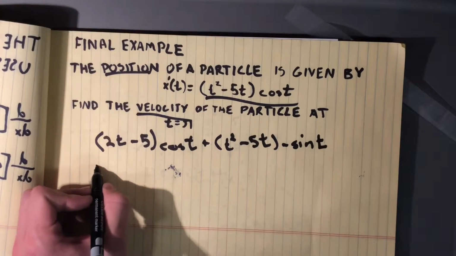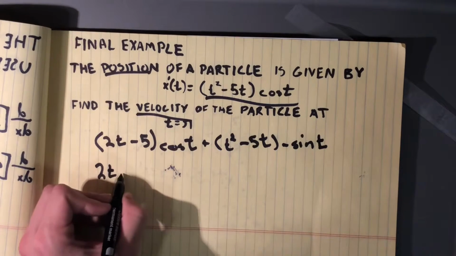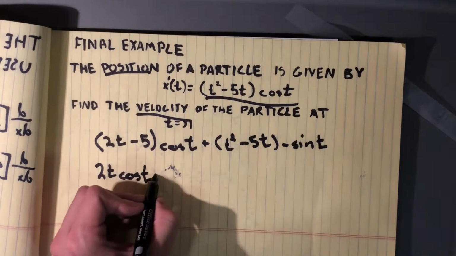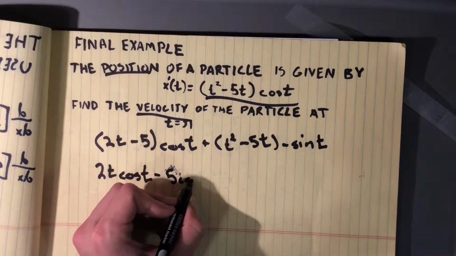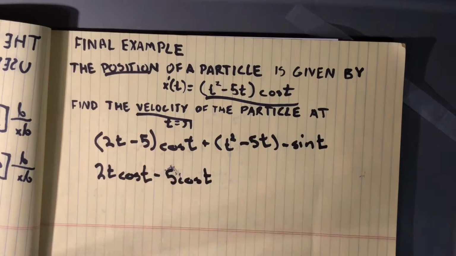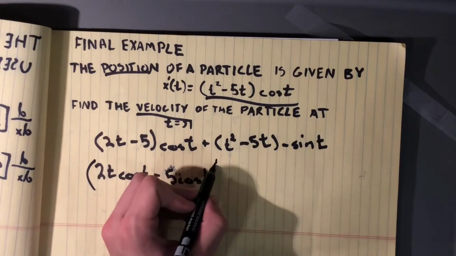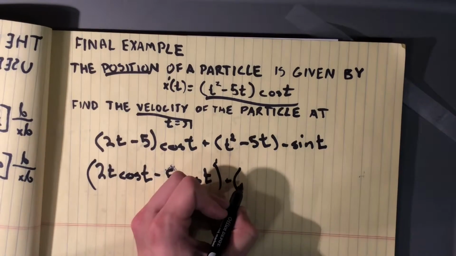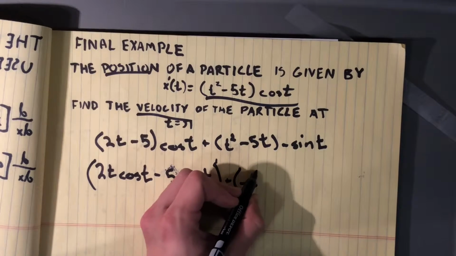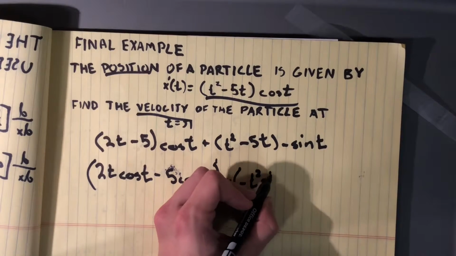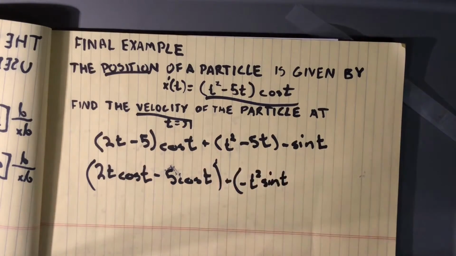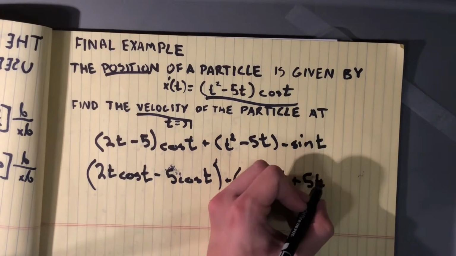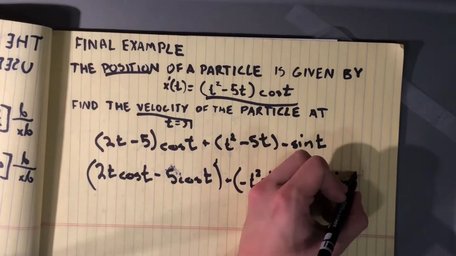And so let's multiply these. 2t cosine t minus 5 cosine t plus negative t squared sine t plus 5t sine t.